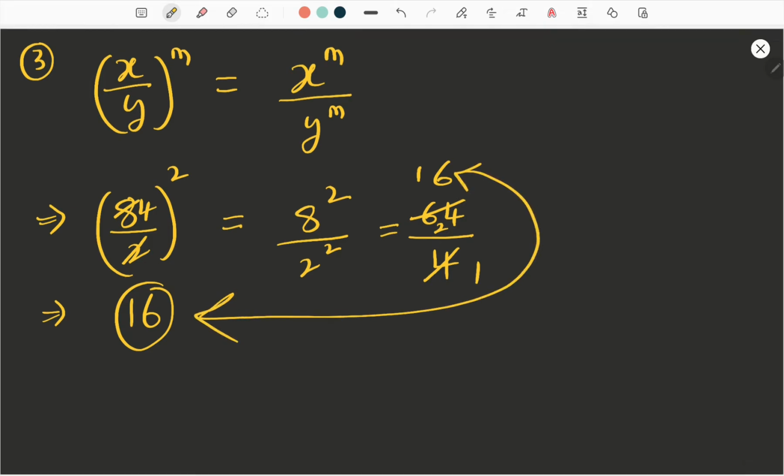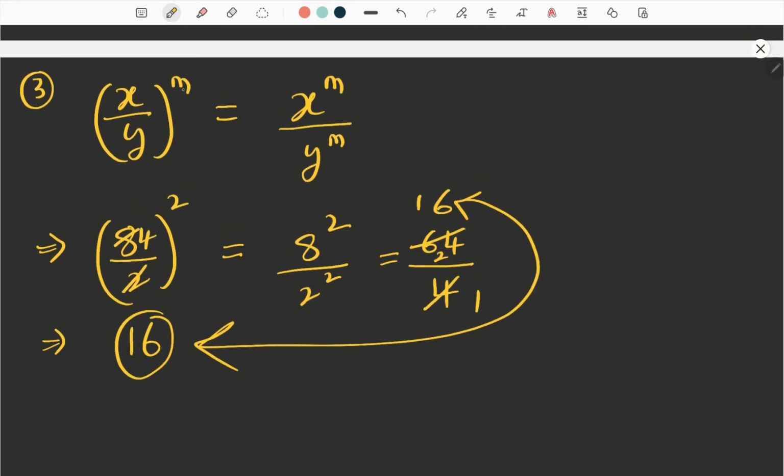Alright, so that's why whenever the power is the same, look at this, there is some value and whole to the power m, it means you should be able to separate it as x to the power m divided by y to the power m. Okay, the same is the case with multiplication also. So let me tell that also here only.